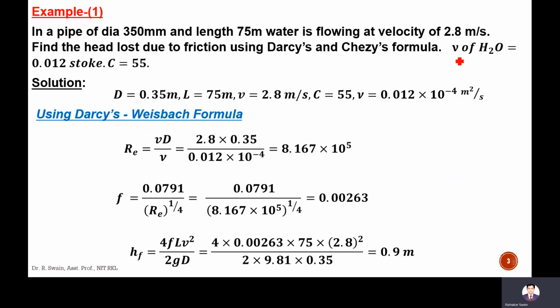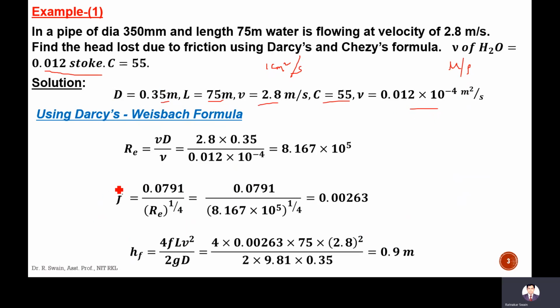So here nu is mu by rho, that is kinematic viscosity, 0.012 Stoke. 1 Stoke is 1 cm square per second. So first we have to convert it into meter square per second, that will be 0.012 into 10 to the minus 4 meter square per second. D is given 0.35, L is 75, velocity is 2.8, Chezy's constant is 55, and kinematic viscosity nu is given.